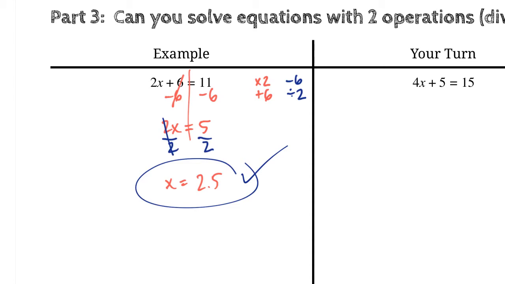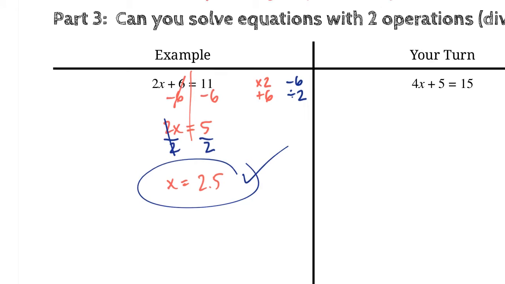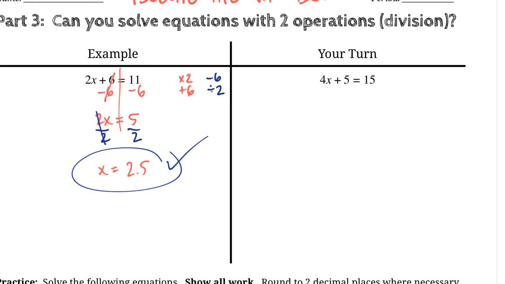So I know there was a lot involved there, but very simply, all we needed to do was we needed to do the two opposite operations in the opposite order. Subtract 6 and divide by 2. So the key here is we're always doing the subtraction or addition first, and then we do the division or multiplication last, right? So I want you to try this your turn question yourself. Try it yourself, see if you can get the answer. Pause the video here. Go.